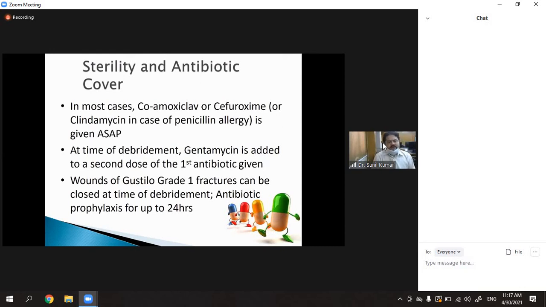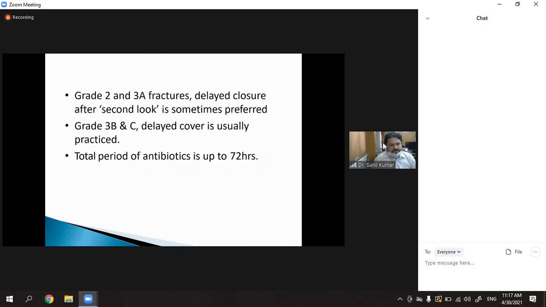This is very essential. We have to give the antibiotic coverage along with wound debridement, wound management, and wound coverage. In grade 2 and 3A fractures, delayed closure after a second look is sometimes preferred, because we have already seen that the wound was initially contaminated. We have done the debridement. So if the wound is coverable, we refer it for a second look. After the second look, if we feel that the wound is better, the contamination has decreased and the wound can be closed, then we cover the bone with wound closure, that is the delayed closure.